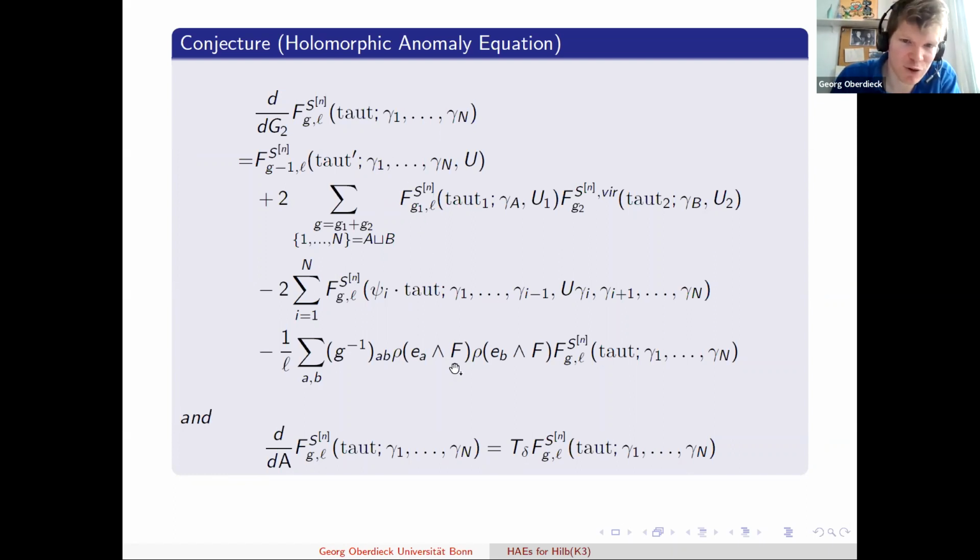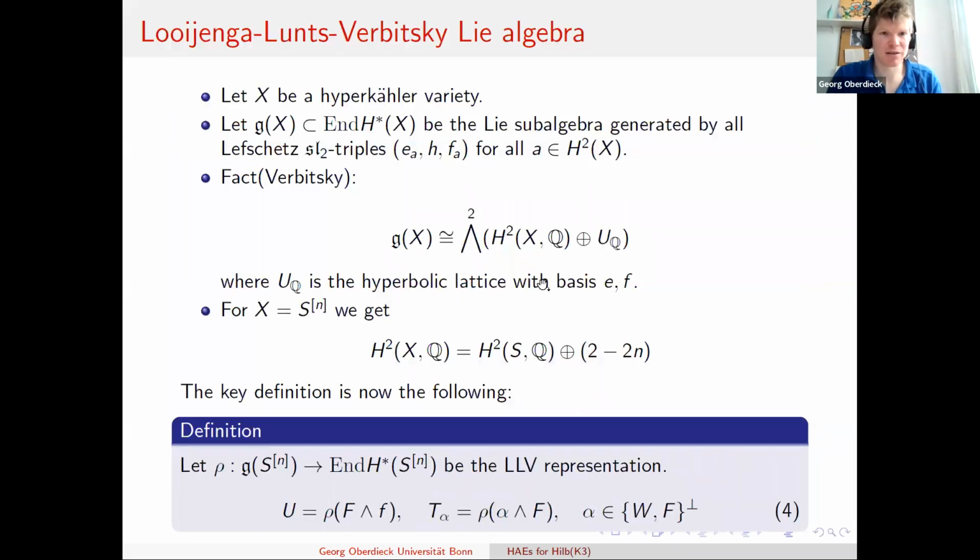So again, we have four terms. And in some sense, the only thing we need to understand is what the edge terms are here, and what we do in this last term. The answer in hindsight is kind of obvious, but back then the key tool that appeared here is something from hyperkähler geometry. This is the Looijenga-Lunts-Verbitsky algebra. So let me explain this in this one slide here.